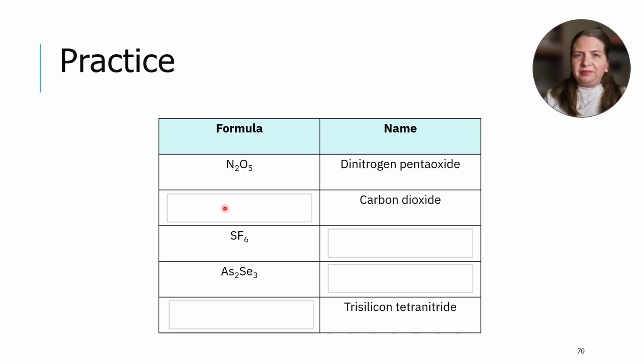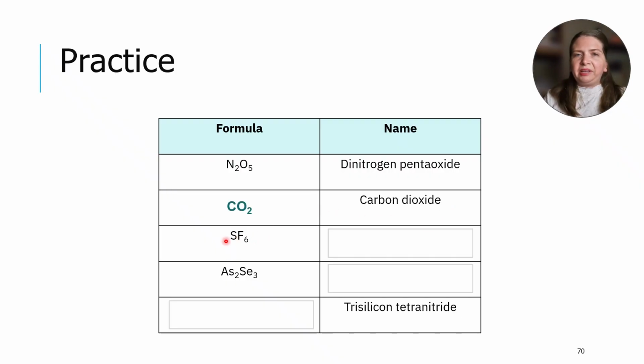Next, we will have the name carbon dioxide. This compound contains one carbon atom. Remember that the prefix mono is not used for the first element. The prefix di indicates that there are 2 oxygen atoms, giving us the chemical formula CO2.